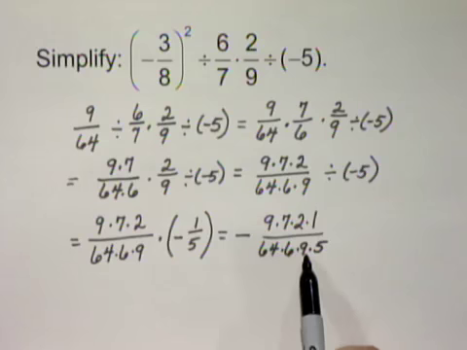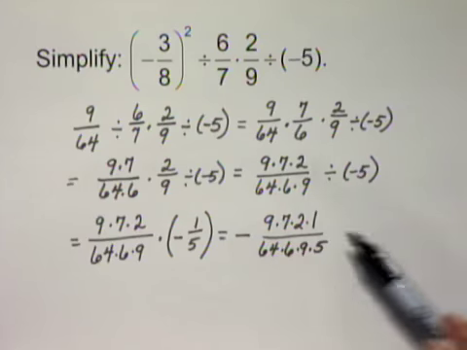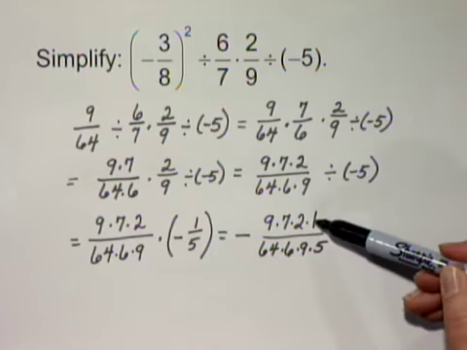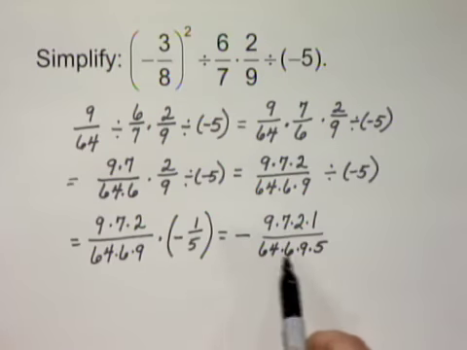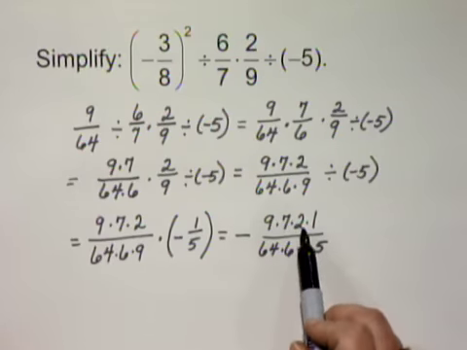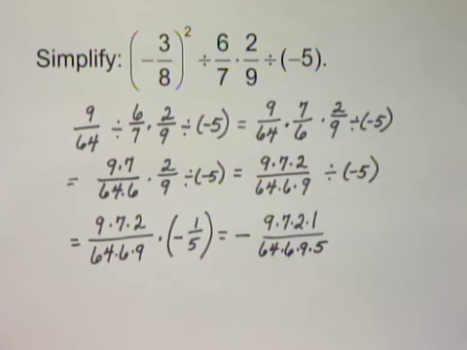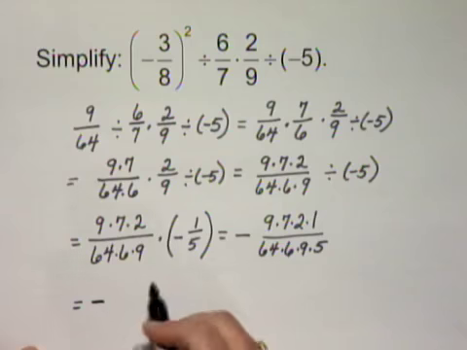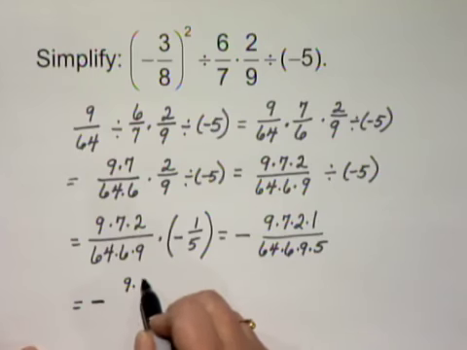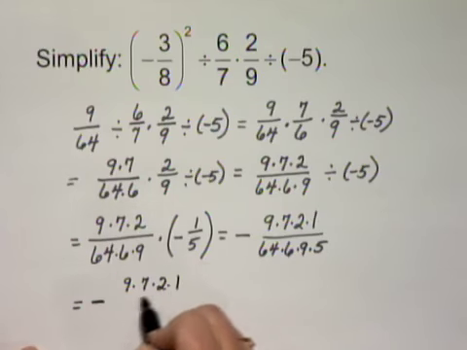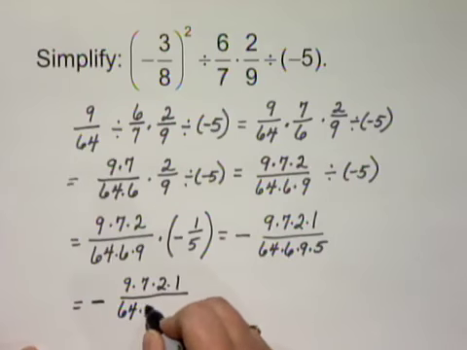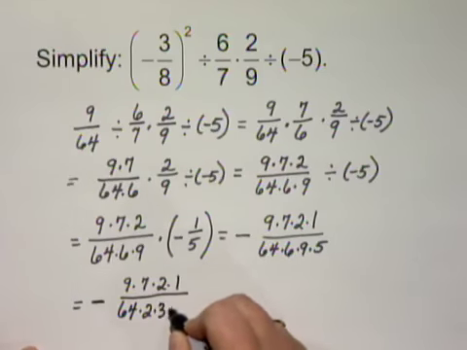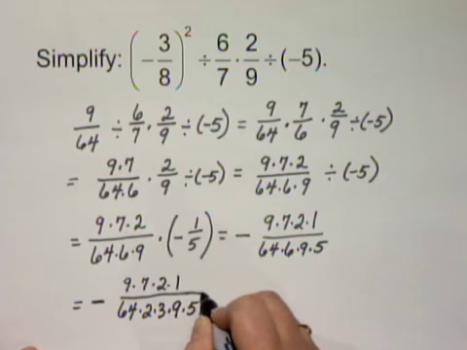Well, I have a 9 and a 9 in the numerator and denominator. There's no factor of 5 in the numerator, no factor of 7 in the denominator, but I can factor one of these numbers, say 6. I can factor that as 2 times 3, and that would give me another common factor. So don't forget the negative sign. In the numerator, I have 9 times 7 times 2 times 1. In the denominator, 64, and I'll factor 6 as 2 times 3 times 9 times 5.